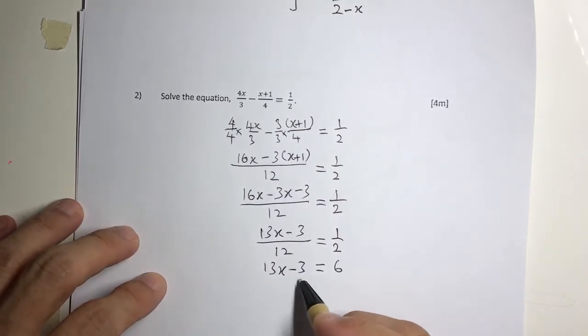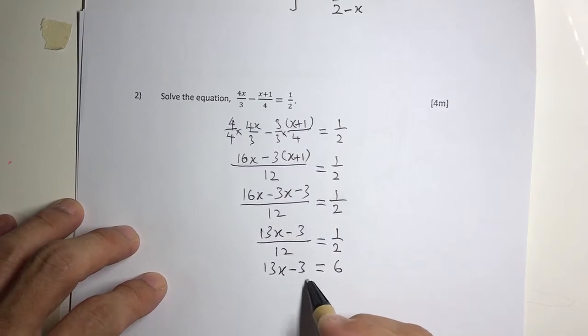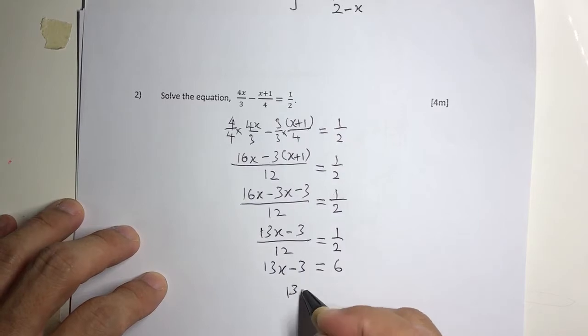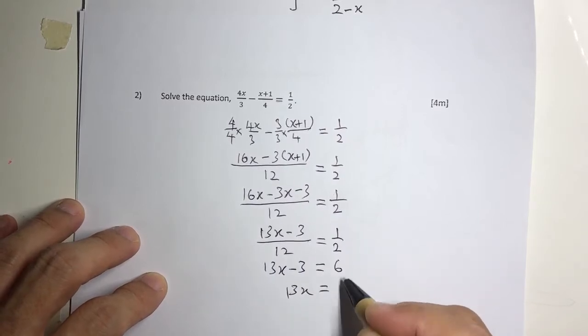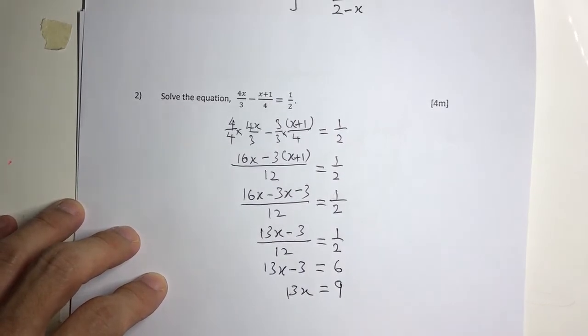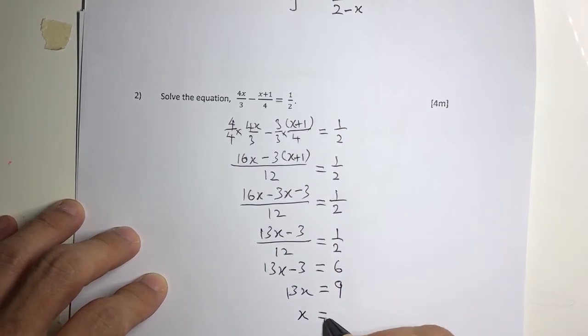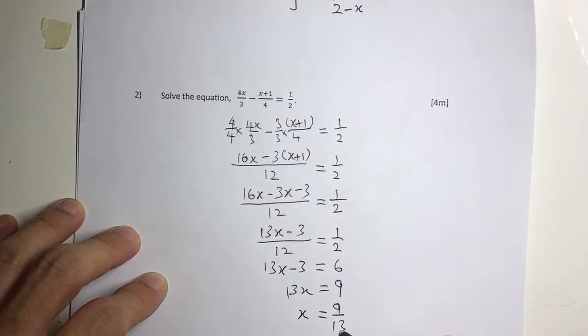We want to find x, so we remove negative 3 by adding 3. Adding 3 will remove it, and adding 3 here will give us 9. Dividing by 13 will give us x. Dividing by 13 will give us 9 over 13.